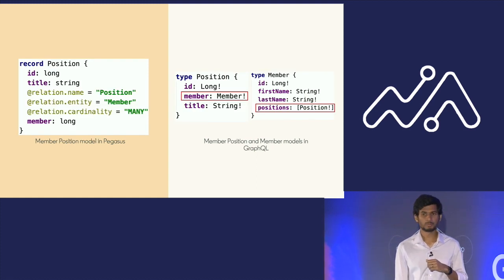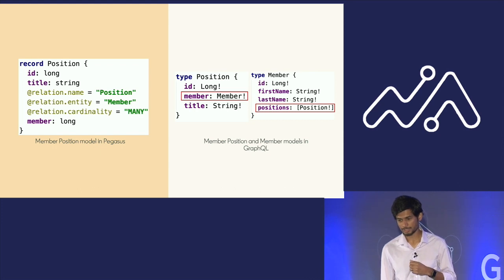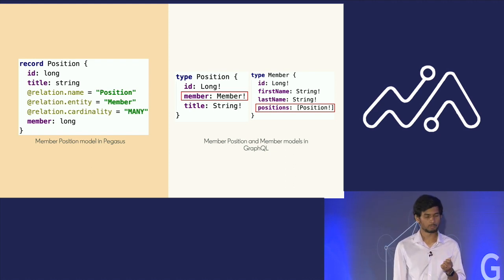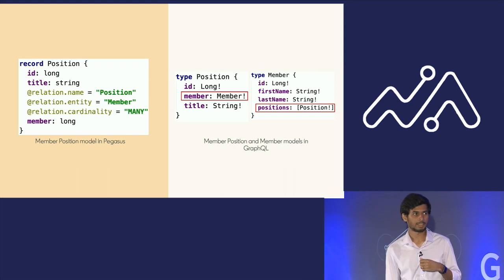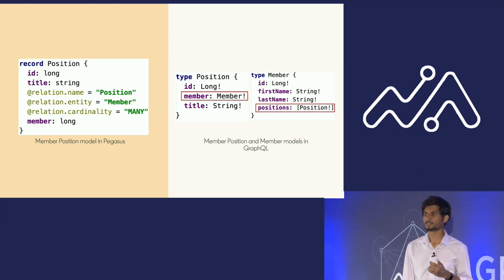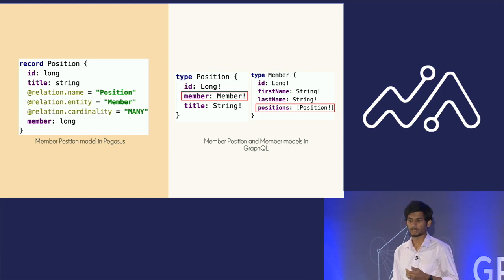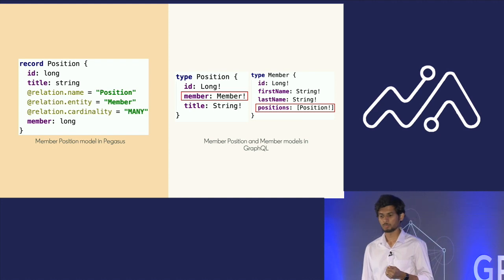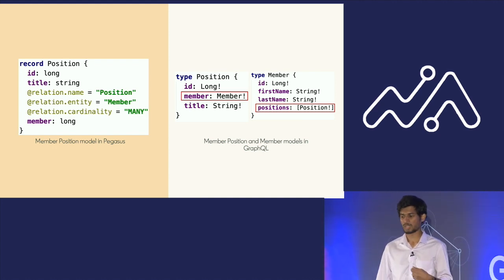This model is a little bit more interesting. We have a model for a position that a member has held. It also contains a unique ID. It contains the title string. And interestingly enough, it contains a reference to the member, which in the Pegasus model, which is on the left, is a long. It's just a reference. But we have annotated it. We have said that its relation name is position. The entity it's related to is member. And cardinality is many, which means that one member can hold many positions.